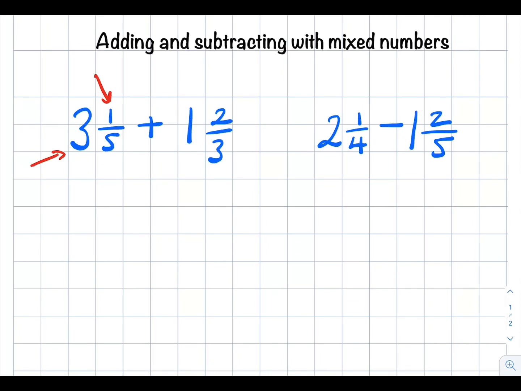Now, in order to start on these, the first thing that you need to do is to change each mixed number into a fraction, into an improper fraction, or some people might just call it a top-heavy fraction. So let's just do that first.